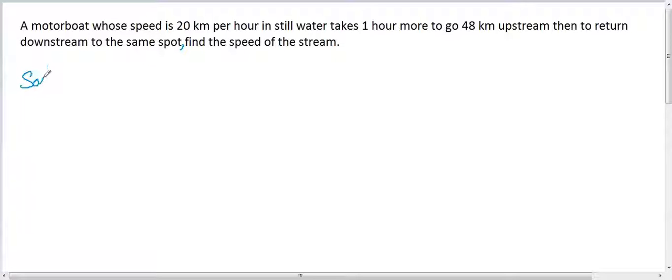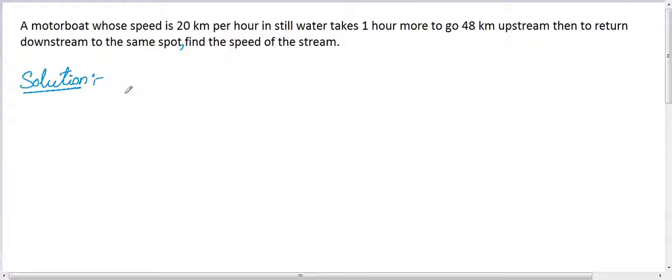Let's solve the question which I have written on the whiteboard. See here, a motorboat whose speed is 20 kilometers per hour in still water takes 1 hour more to go 48 kilometers upstream than to return downstream to the same spot. So we need to find the speed of the stream.